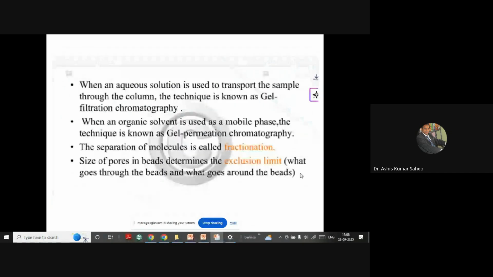When an aqueous solution is used to transport the sample through a column, the technique is known as gel filtration chromatography. When an organic solvent is used as a mobile phase, the technique is known as gel permeation chromatography. The separation of molecules is called fractionation. The size of the pores in the beads determines the exclusion limit.